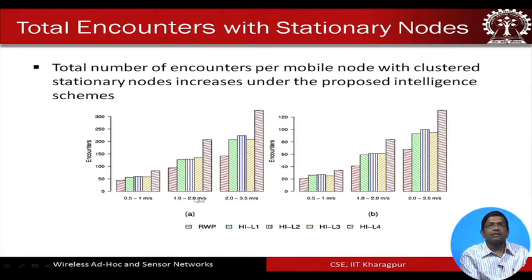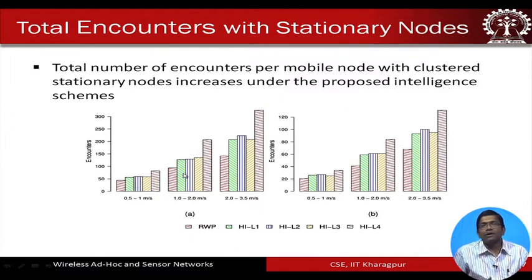This is with respect to the different speeds of the mobile nodes, and here also we see that the total number of encounters per mobile node with clustered stationary nodes increases under the intelligence schemes L1, L2, L3 and L4. These are the different schemes and their comparison with RWP, the random waypoint mobility model. The number of encounters, as you can see, is better.